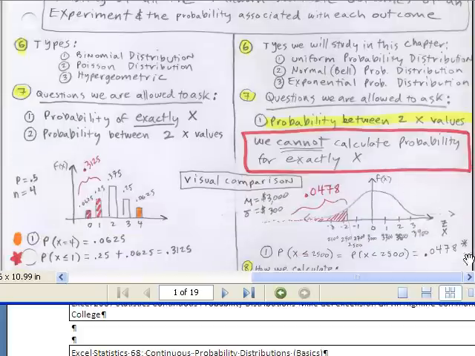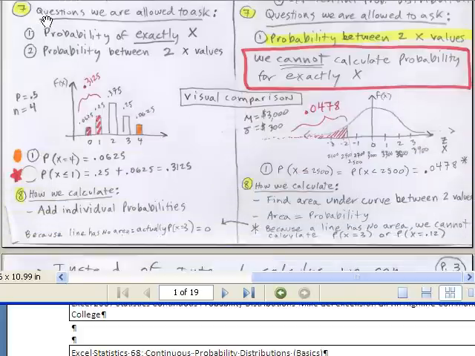Now, here's the big one. Here are the types of questions we're allowed to ask. With discrete, we could ask the probability of getting exactly 2 times late when driving across the bridge 7 times, or the probability of exactly 3 sales in 4 attempts. Exactly x, no way, can't do it over here. We cannot calculate the probability for exactly x. With discrete, we could also say the probability between 2 x values, things like probability of 1 or less, and then we just added up these 2 columns to get our probability. So we can go between 2 x values and calculate the probability, but we can also do exact. Over here, forget it. When we're doing continuous, the probability between two x values is all we can do, not exact x.